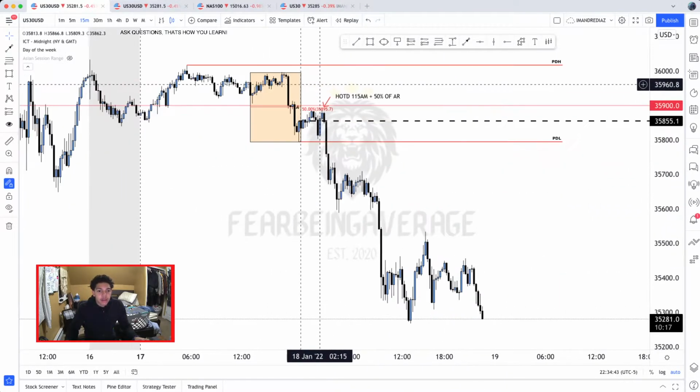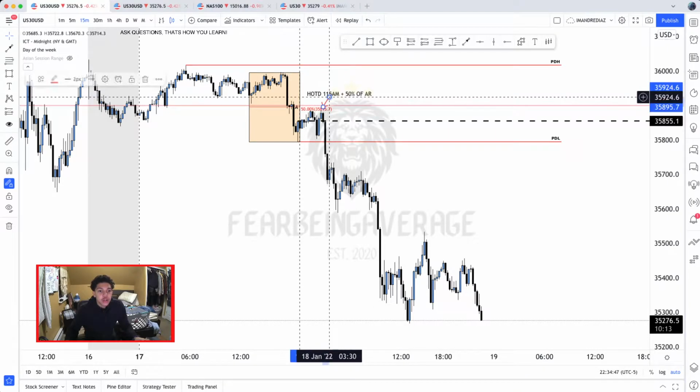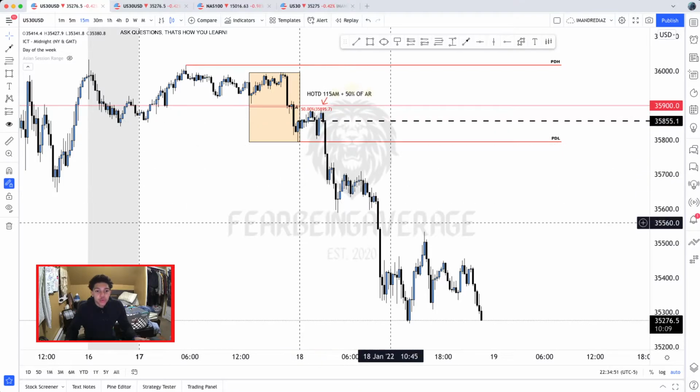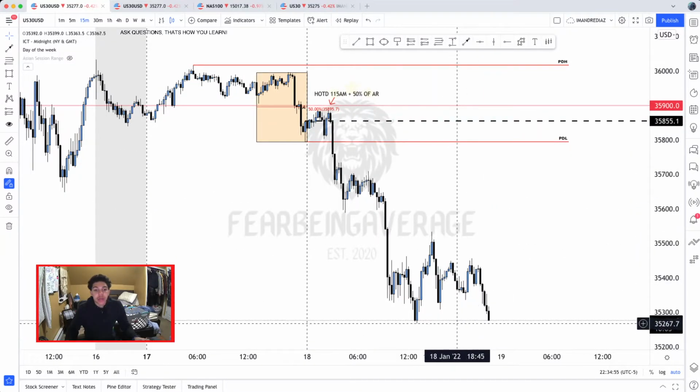So we have a lot of confirmations up here on why we were anticipating this to be the high of the day. And this is also where I was anticipating the high of the day was going to be as price was moving. So before all of this happened, I already knew that there was a high chance that this was going to be the high of the day.